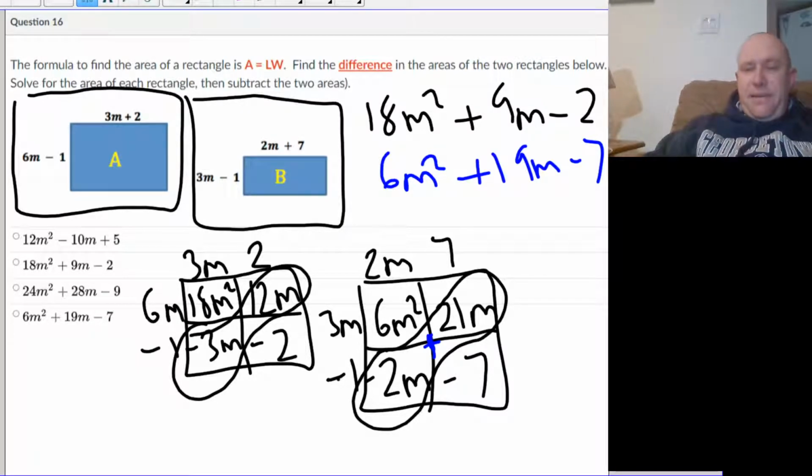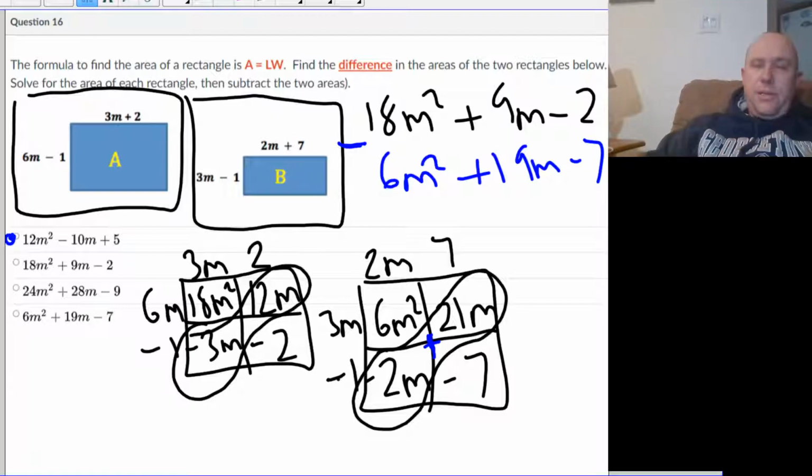Find the area of the difference. So difference means we're going to subtract. So 18m squared take away 6m squared. 18 take away 6 is 12, and therefore I know that's the correct answer now. 9 take away 19 is -10, and -2 take away -7 is 5. So that just confirms that's the answer.